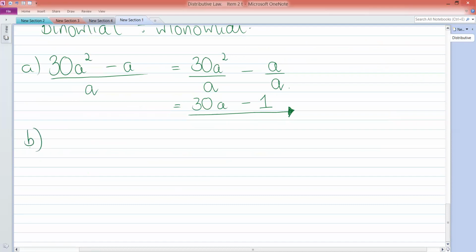Let's go on to a second example. So now we have 21b to the 3 minus 28b squared all over 7b. Okay. First things first, what should I do?